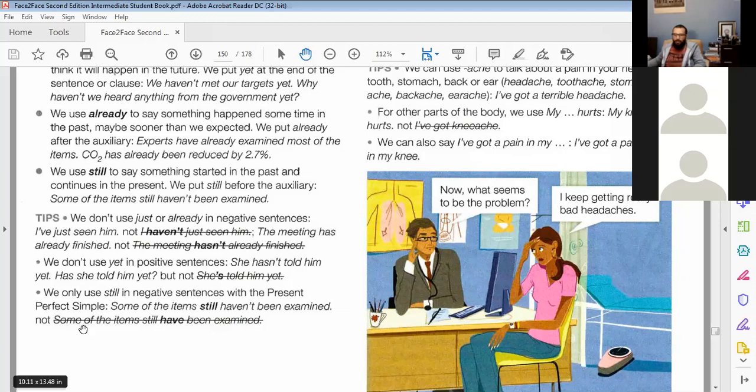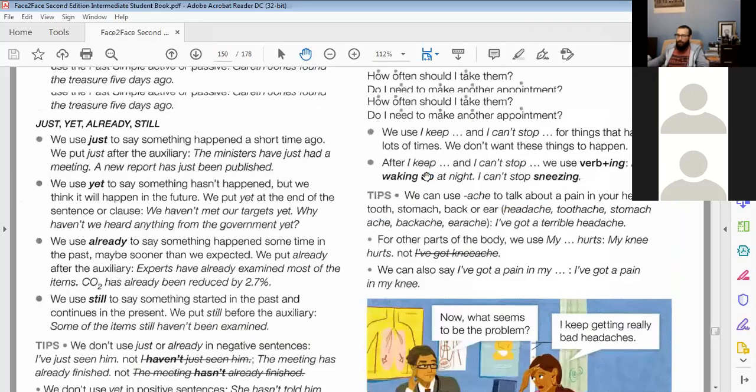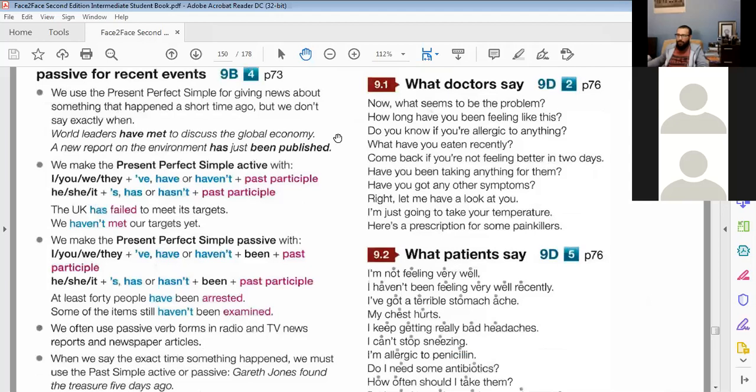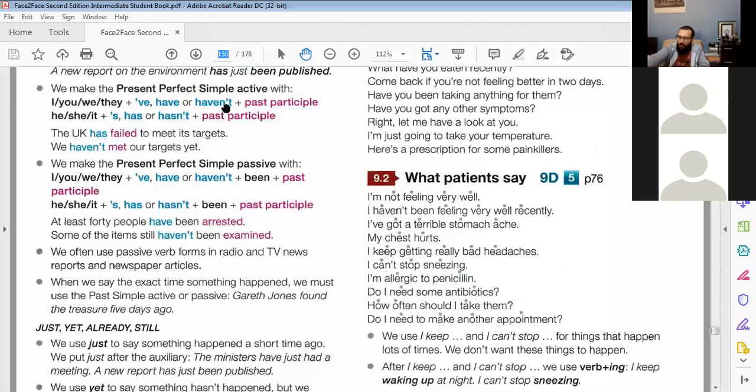Can you see this wrong example? Some of the items still have been examined. Can you see it? It's incorrect because this is positive. It's not negative. Yeah. فزليت يعني سواء في المعنى سواء في الاستخدام. The only difference is the position. بالنسبة ليت في الآخر still قبل ال auxiliary. هذا الفرق الوحيد. But let's see لو في ملاحظات ثانية. No, مفيش. Alright, معناها مفيش حاجة جديدة. We can do the exercises.